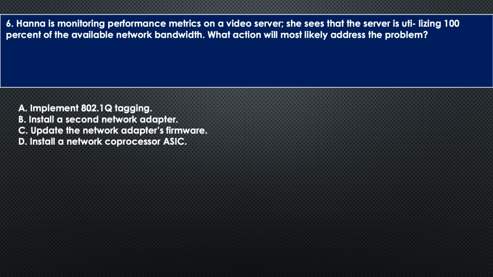6. Hannah is monitoring performance metrics on a video server. She sees that the server is utilizing 100% of the available network bandwidth. What action will most likely address the problem? A. Implement 802.1Q tagging. B. Install a second network adapter. C. Update the network adapter's firmware. D. Install a network coprocessor ASIC. Answers: B. If a server is using all of its network bandwidth, then the most logical solution is to increase the network adapter's bandwidth or add a second adapter and create a teaming configuration.